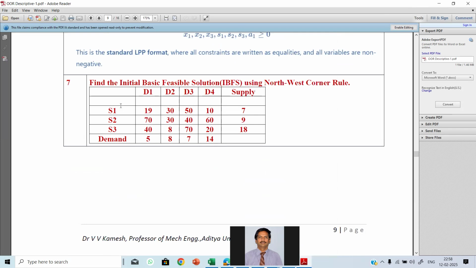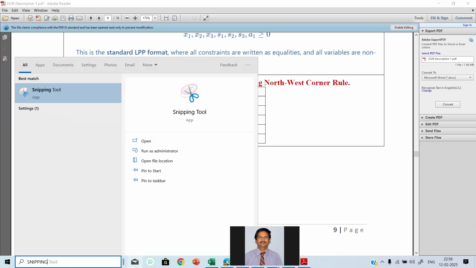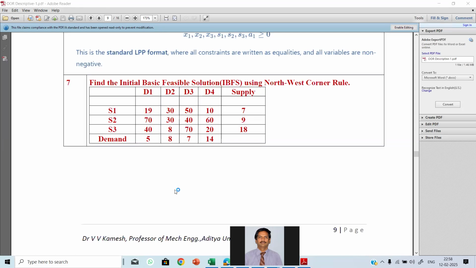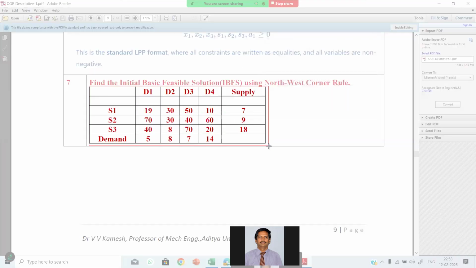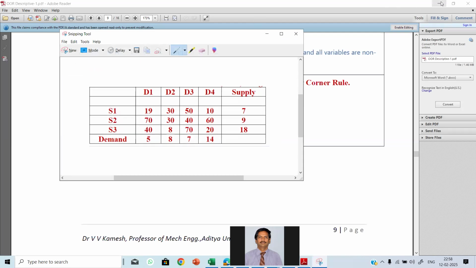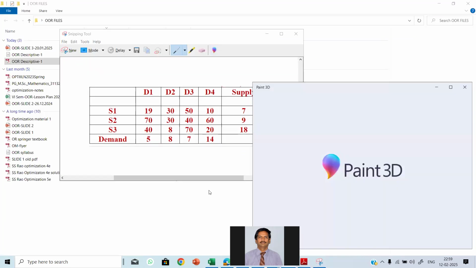So this is: find the initial basic feasible solution using the northwest corner rule, right? So what is this northwest corner rule? What is the initial basic feasible solution? I will explain one by one. This snipping tool I'm taking and I'm cutting this. Right. So this I will take to the Paint 3D.